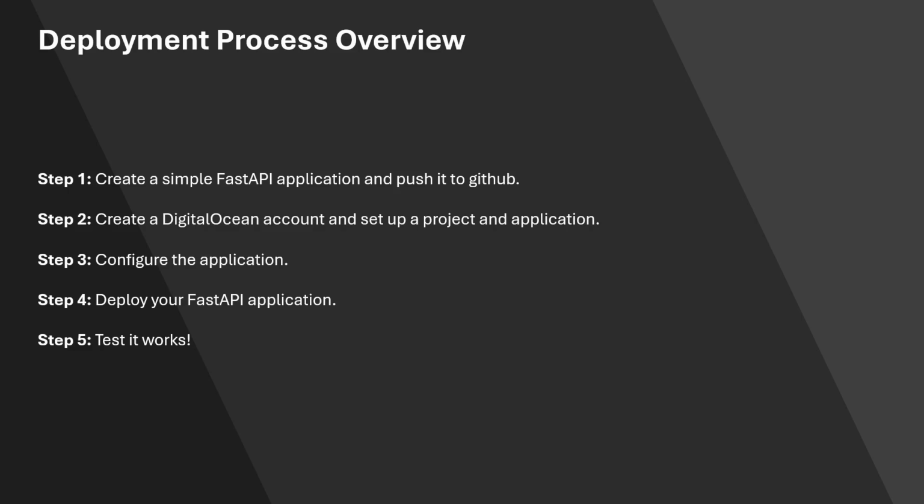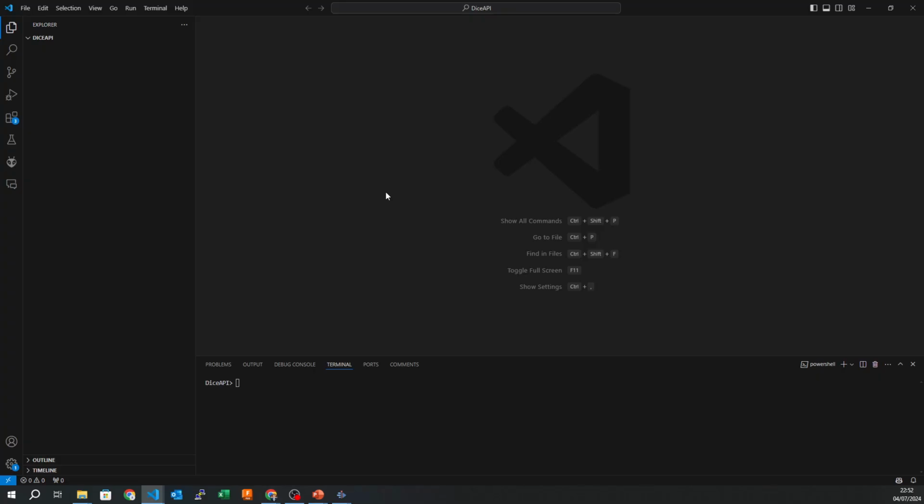So here's what we're going to do. We're going to create the FastAPI application in VS Code and push it to GitHub. We'll configure the application to pull directly from GitHub and redeploy whenever a change is made, and then we'll test the application works. So let's get started with building the application.